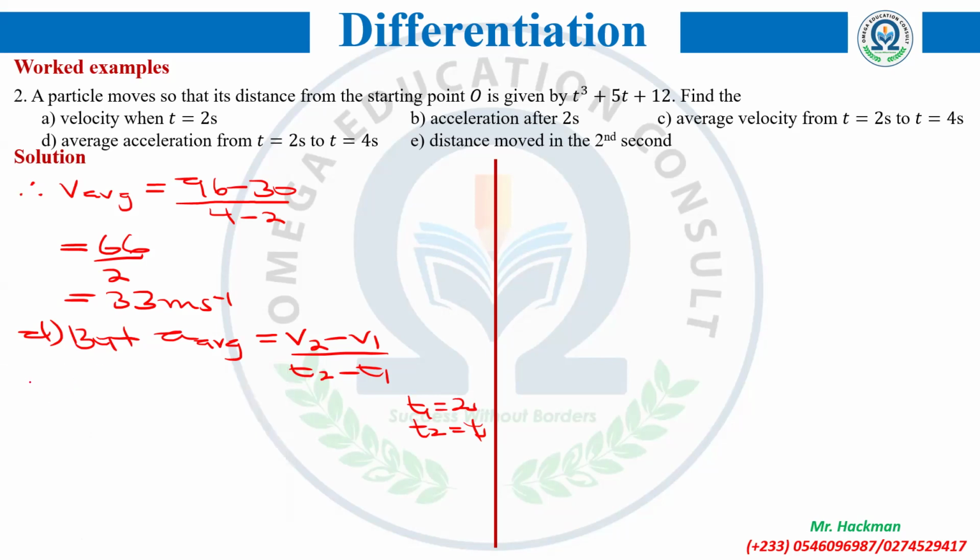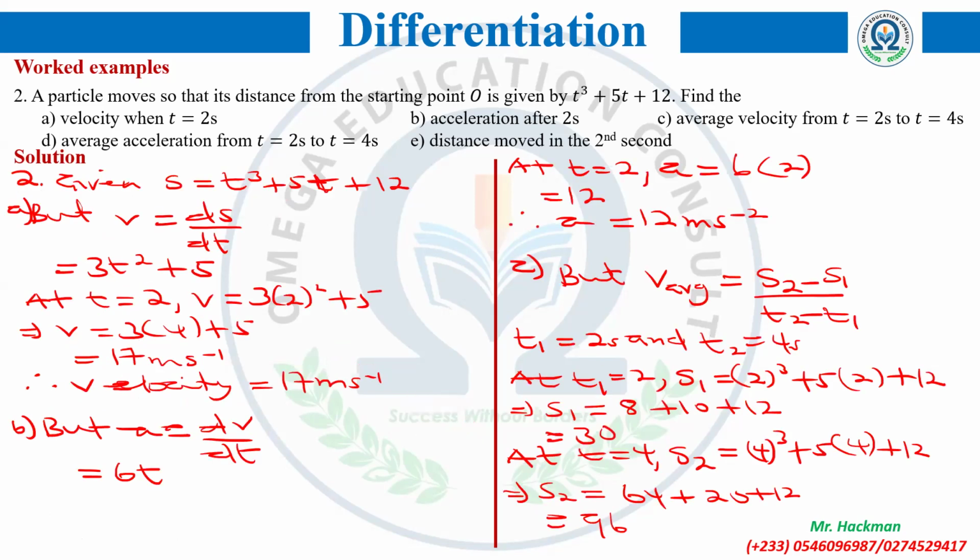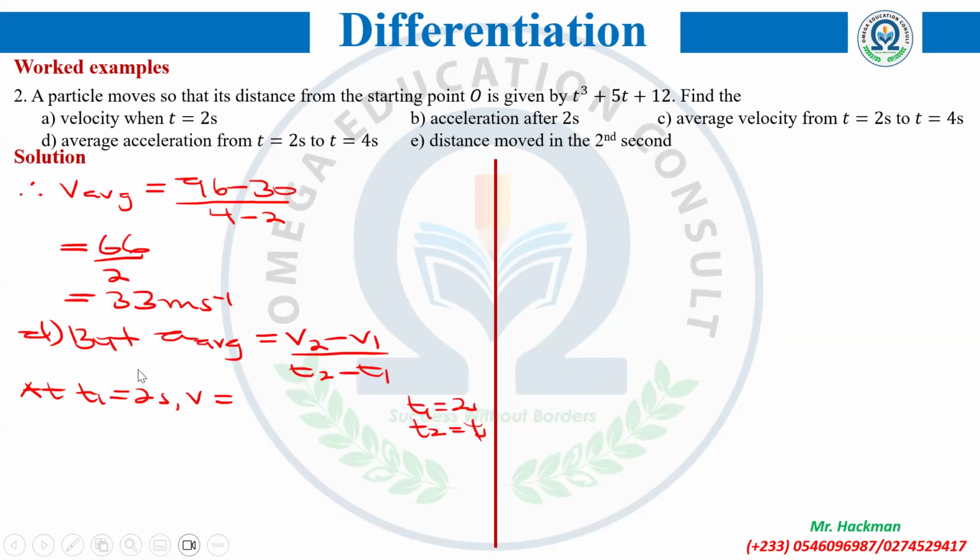Okay, so at t sub 1, which is equal to 2 seconds, your V is equal to, don't go and calculate again because you've done that one in A, it's the same major question. So we go and infer. So let's see, what did we get? When t is equal to 2, the V gives us 17. Is that clear?